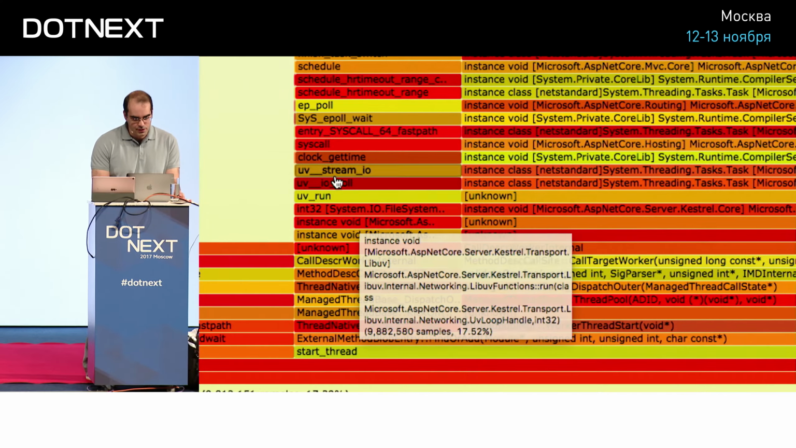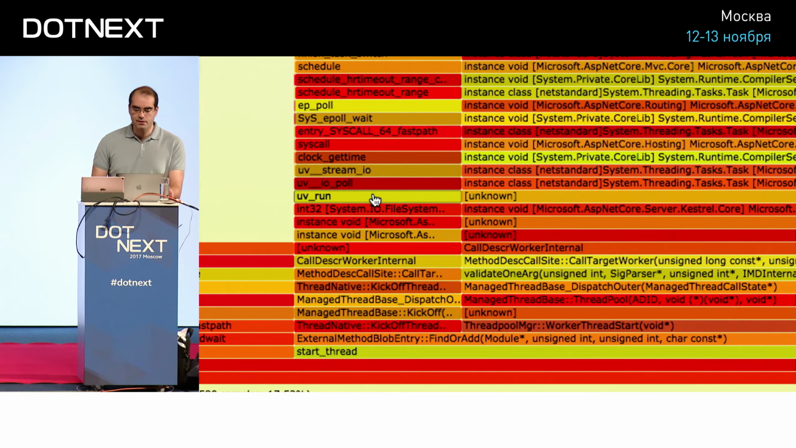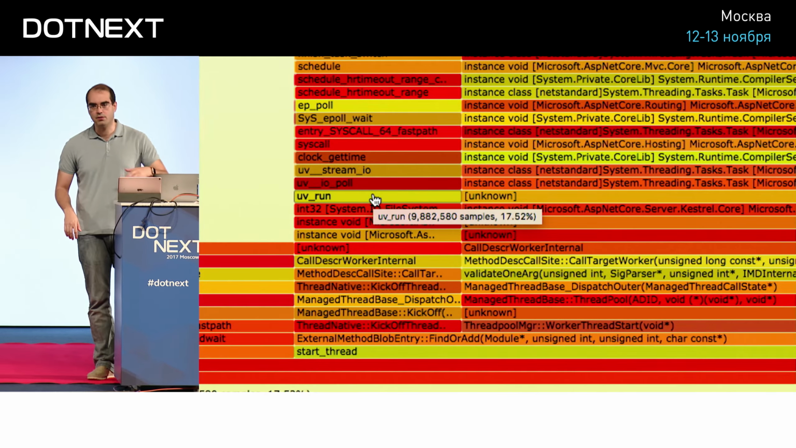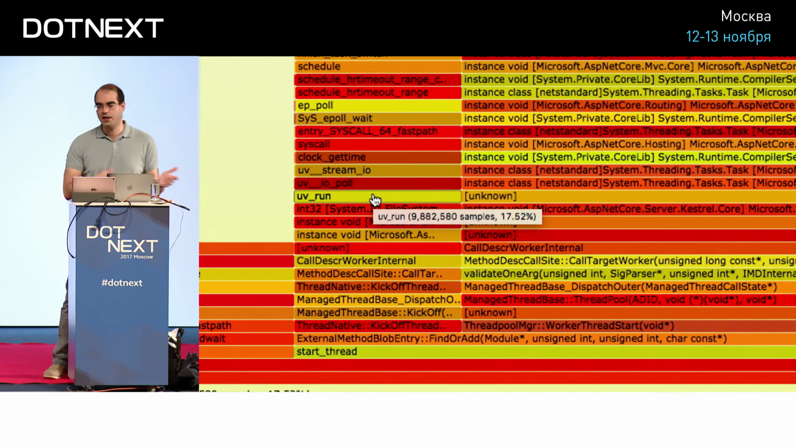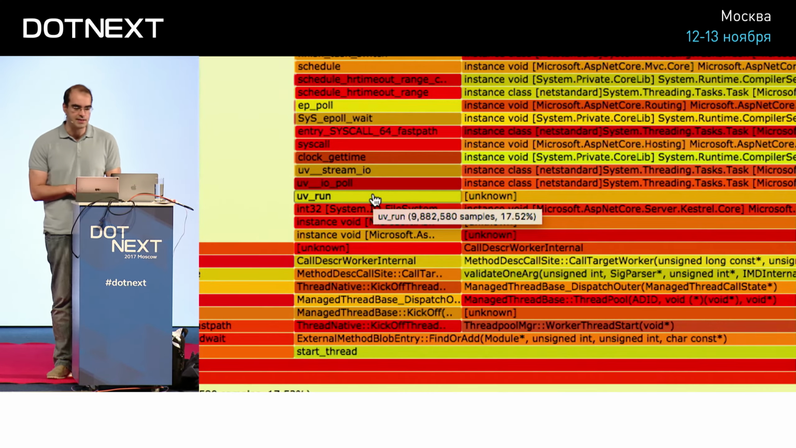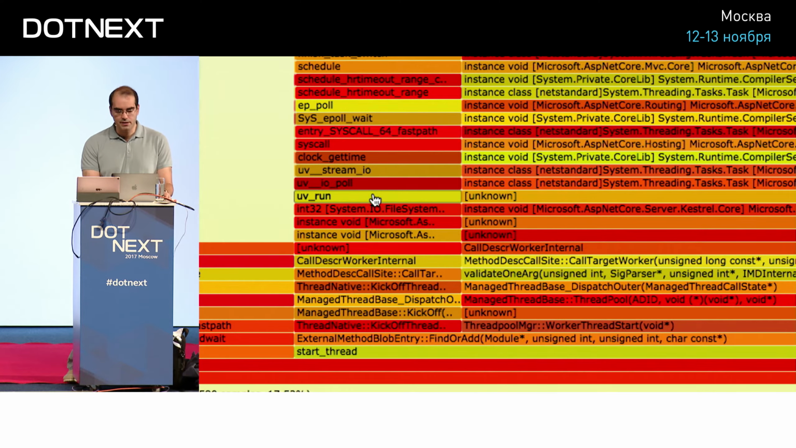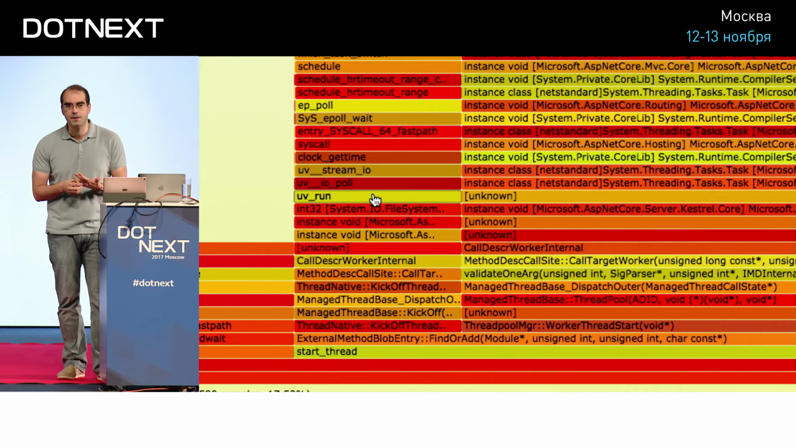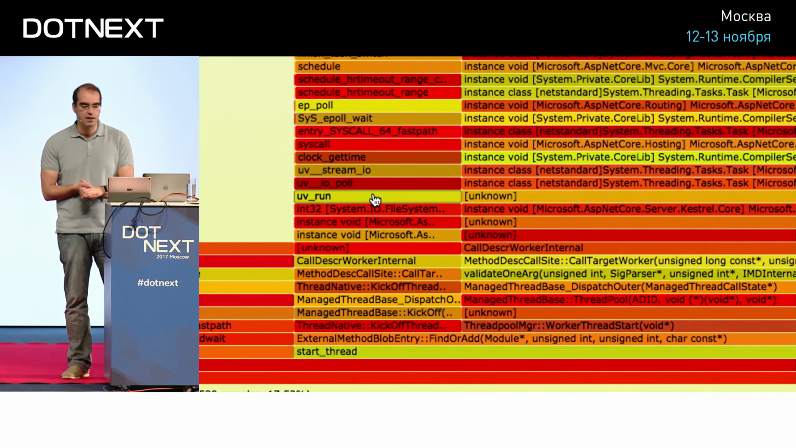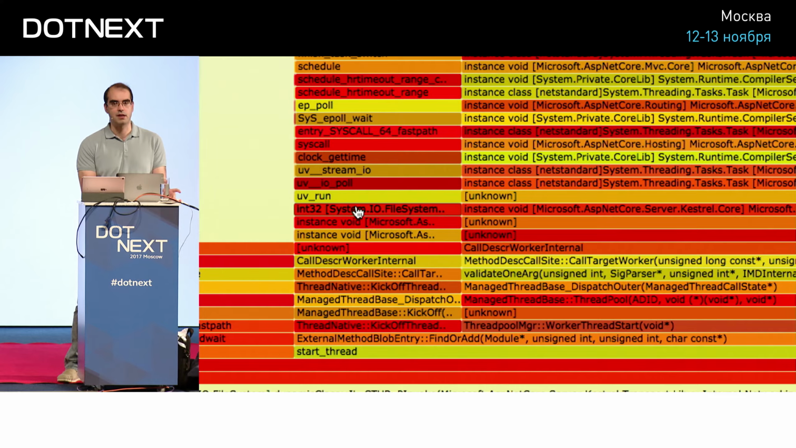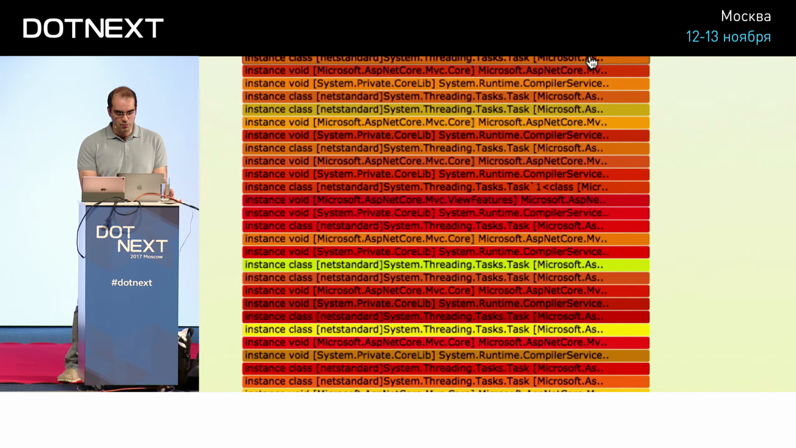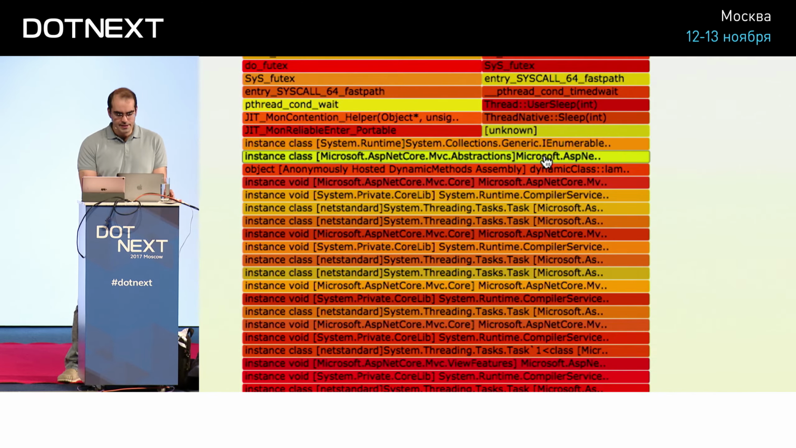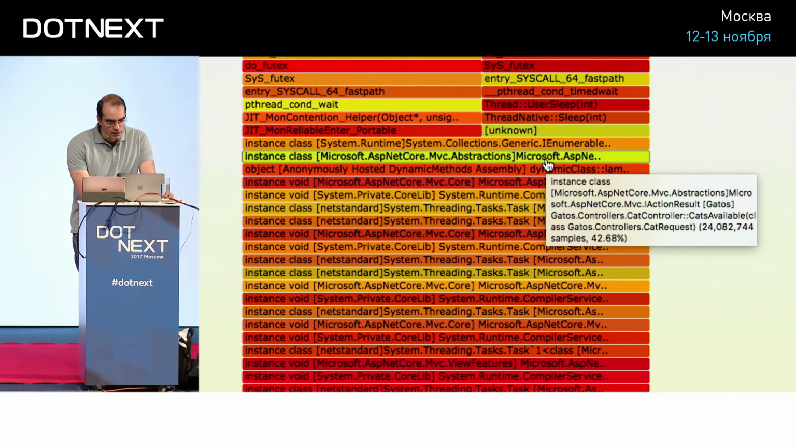And if you look here, you might have heard that Kestrel on Linux is based on libuv, and that's a library that Node.js also uses for asynchronous networking and I/O processing. So this is basically a thread which is sitting there inside libuv, waiting for something. I don't really care about this thread. The rest of the code here is not even managed.